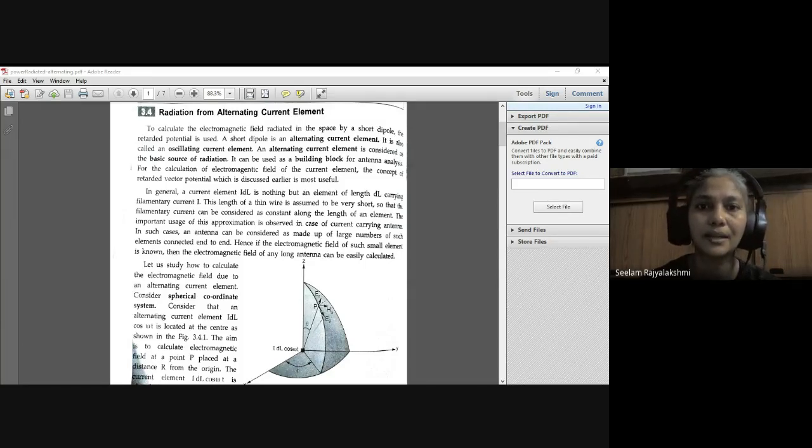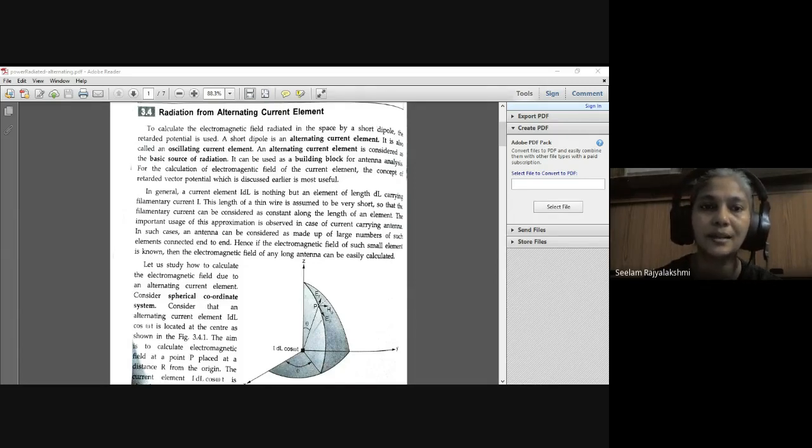An alternating current element is considered as the basic source of the radiation. So, what is the source of radiation here? Alternating current element. It is also used as the building block for antenna analysis. Already we have discussed the retarded vector potential, which is most useful here to calculate the electromagnetic field of the current element.